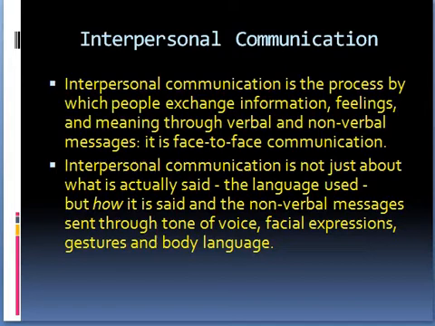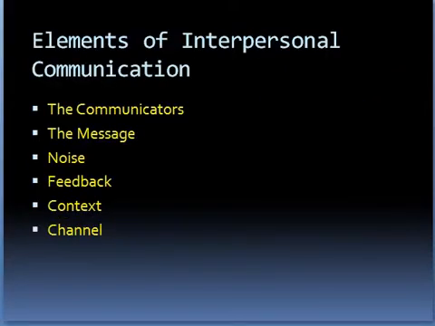Commonly, these elements include, let's see what they are. So these are the common elements of interpersonal communication. The first is communicators, the second is message, the third is noise, and the fourth is feedback. An important one is context and channel. So what are these elements of interpersonal communication? Let us see in a little bit of detail.